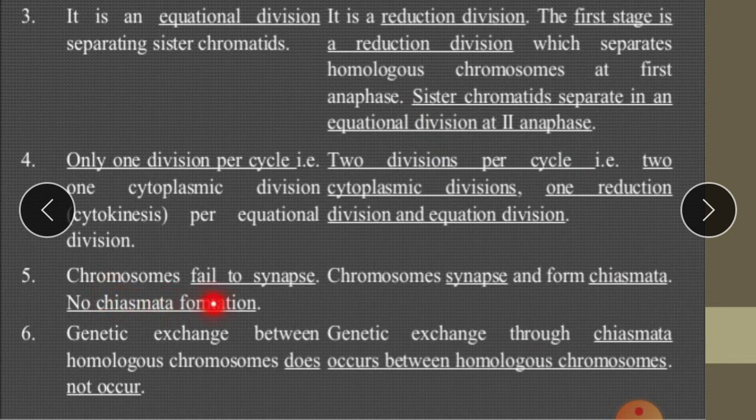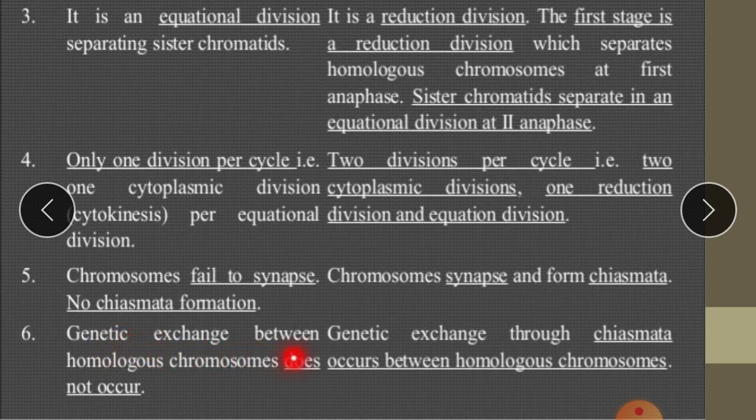Chromosomes fail to synapse and no chiasmata formation occurs in mitosis. Whereas in meiosis, chromosomes synapse and form chiasmata. Homologous chromosomes synapse, the pairing takes place. Pairing of homologous chromosomes is called synapsis. Synapsis occurs and formation of chiasmata takes place. Chiasmata means points of attachment between non-sister chromatids. So chiasmata are also seen in meiosis. These two, synapsis and chiasmata formation, are not seen in mitosis.